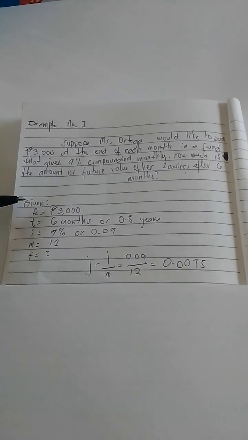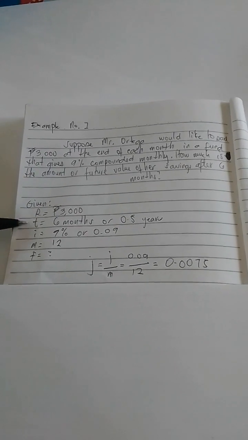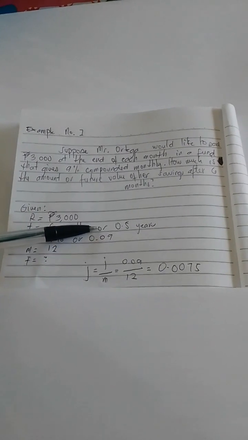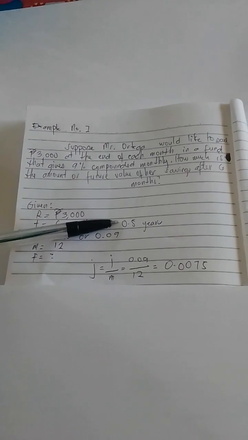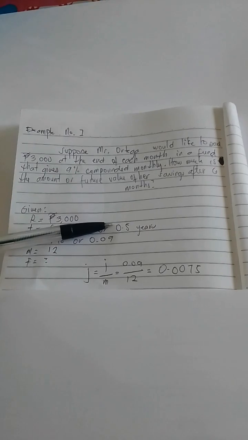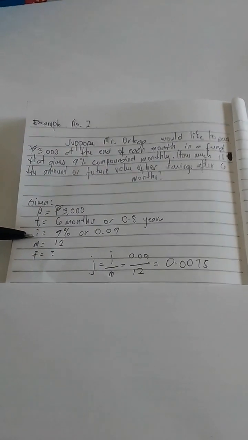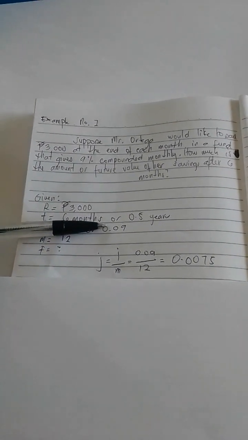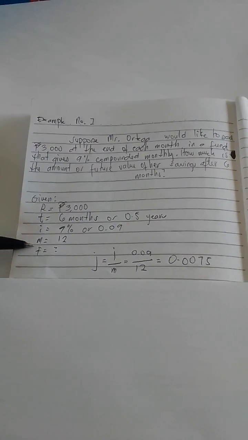The first is the regular payment R, which is 3,000 pesos, and the time is 6 months or 0.5 years. When you convert months into years, you have to divide 6 by 12. The interest I is 9%, or in decimal 0.09. M, the number of compounding periods per year, is 12. So let's find F.